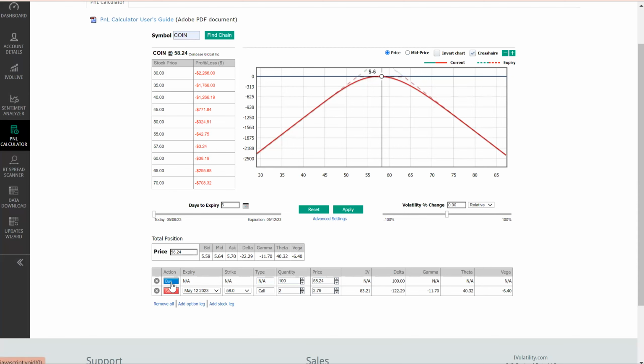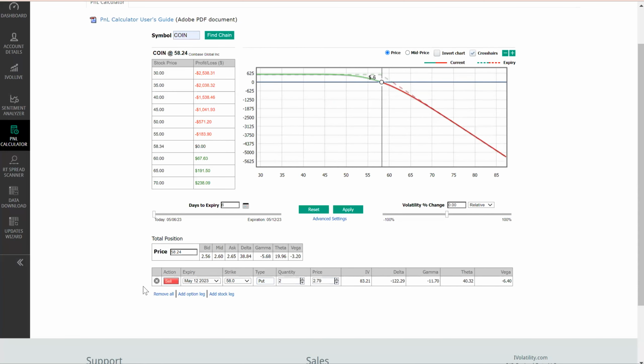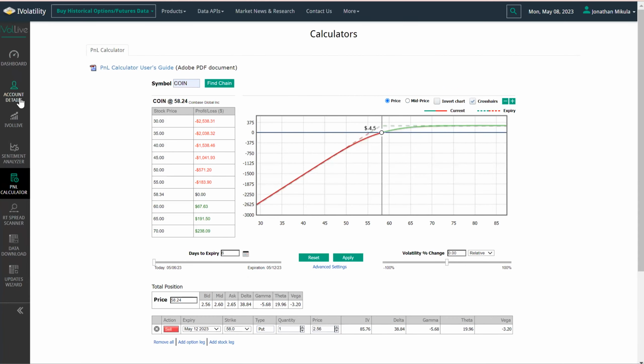But that's the general basic, and then let's say you want to just go back to the basics. Here we go. Here's our original trade. So that's how I go from a high level view, get some ideas from our dashboard, then run those ideas through IVolLive, add some names from IVolLive to a custom group, find a couple names to run through our sentiment analyzer, then go to the P&L calc to evaluate the trade, and then make a decision. And from here, if I like what I see, I'll actually execute the trade with my broker.